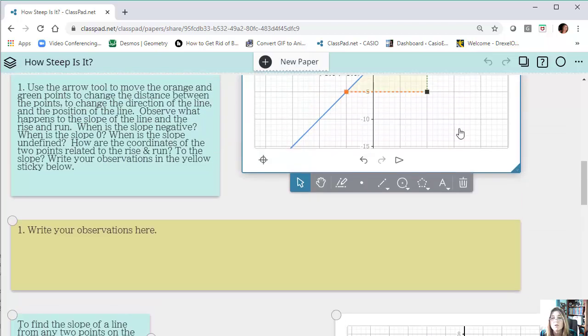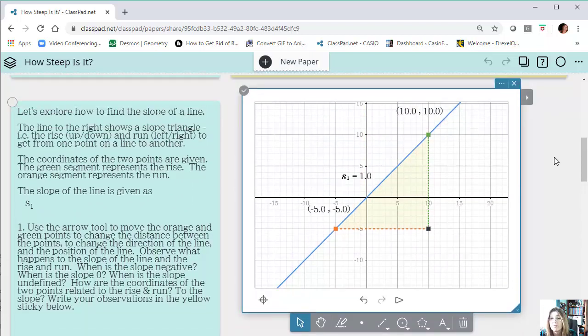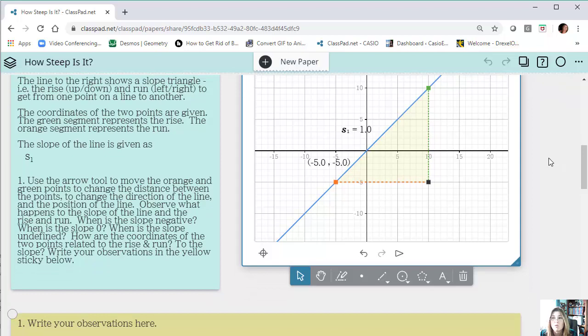Okay, so you've had this exploration. You should now know, when is a line going to have a negative? When's it going to have a positive? When's it going to have a 0? When's it going to be undefined? So we have that understanding after we leave here.